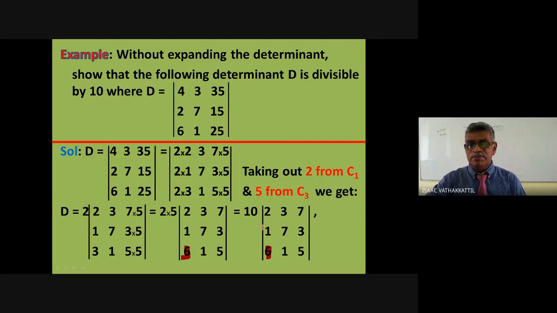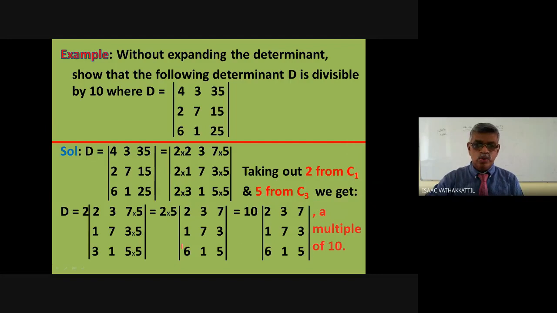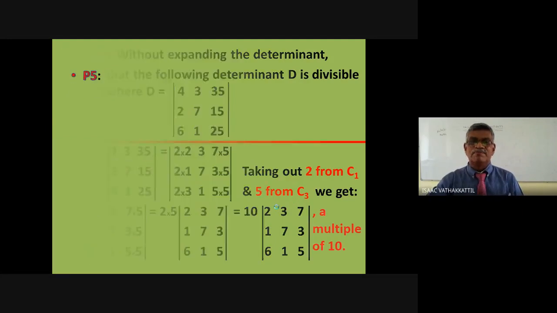This is a multiple of 10 because 10 is already out. How did I get 10? I took 2 out from the first column. It comes out as a common factor for the determinant. I took 5 out from the third column. It comes as a common factor for the determinant. And hence I have 2 into 5, that is 10. So whatever this determinant is expanded, it becomes a number, in fact an integer. There is no fraction anywhere. So it becomes 10 into an integer, it is a multiple of 10.